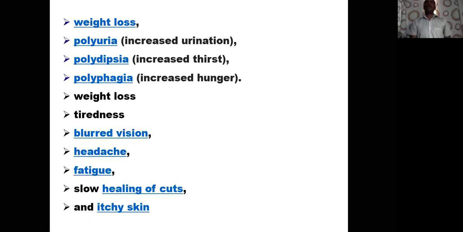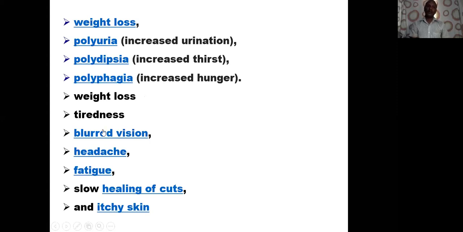We know that most of the water reabsorption happens in the nephron. But in case of diabetes, you will have polydipsia because of loss of water through urination. Increased urination means increased water loss, and increased water loss causes thirst. Then polyphagia, increased hunger, and as we discussed, weight loss, and tiredness, and blurred vision.